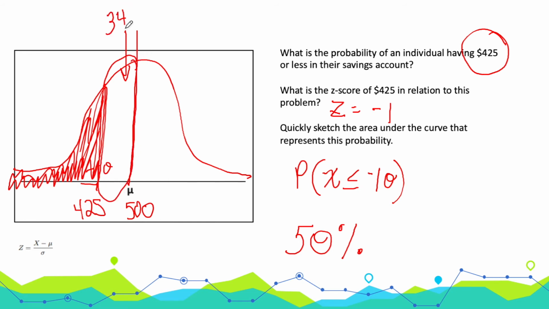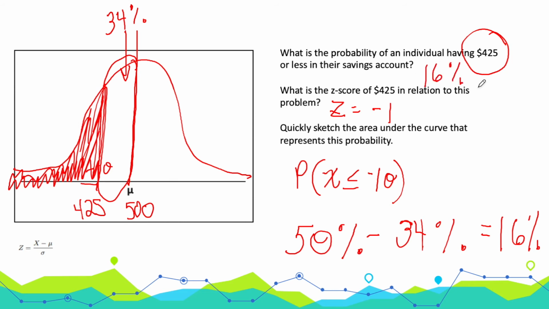Exactly, 34%. So I'm going to take half of the area under the curve, and I'm going to subtract this one piece of the area under the curve that we're not including. 50% minus 34% equals 16%. The probability of an individual having $425 or less in their savings account, according to the conditions of this problem, is 16%. Let's do another practice problem.